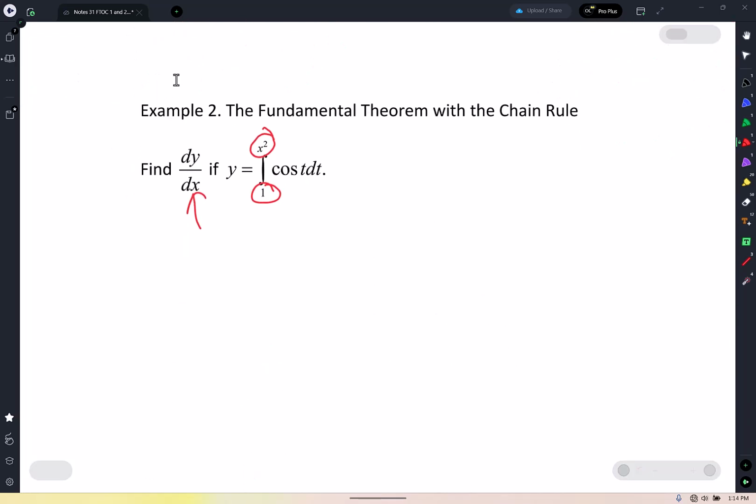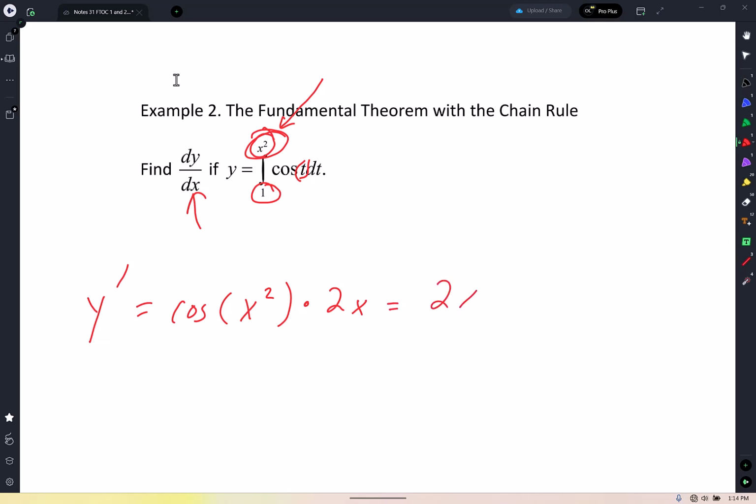So what do we do? The same process. y prime equals, I'm taking the derivative of this. The integral symbol goes away. Wherever I have a t, I plug it into whatever I have there. You're going to go cosine of x squared, because I had a t in there, see? And you're not done yet. What's the derivative of x squared? Times 2x. You're taking the derivative of x squared, the upper limit. So, making it nice and pretty: 2x cosine x squared.